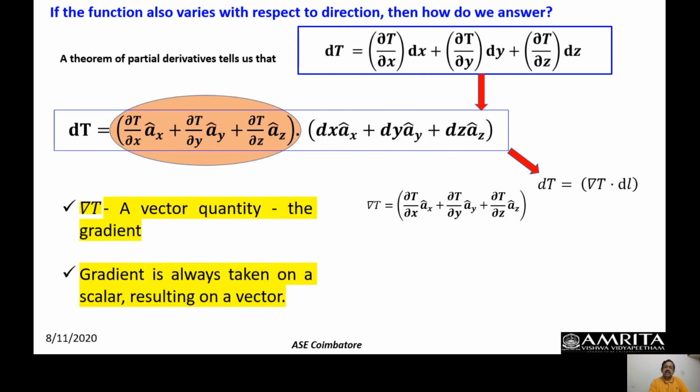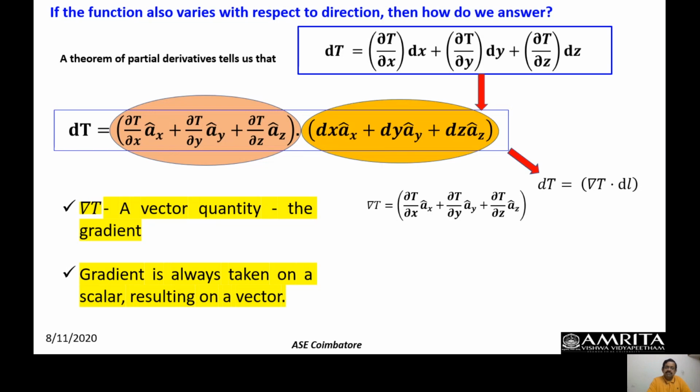Del T is a vector quantity: when the operator operates on a scalar function such as T, it results in a vector quantity. And what is this vector quantity called? It is called the gradient of the scalar function T. So when I take the gradient of a scalar function, I am going to get a vector quantity. That is what it means. The gradient is always taken on a scalar, resulting in a vector. So this concept must be clear by now.